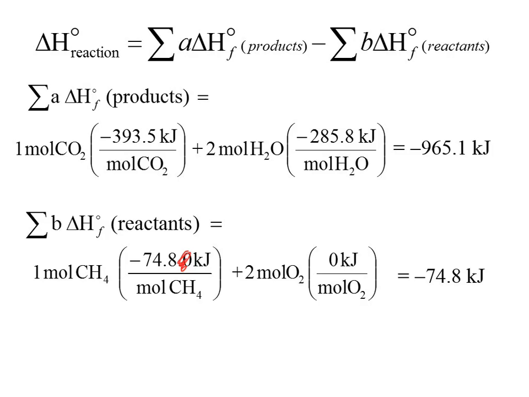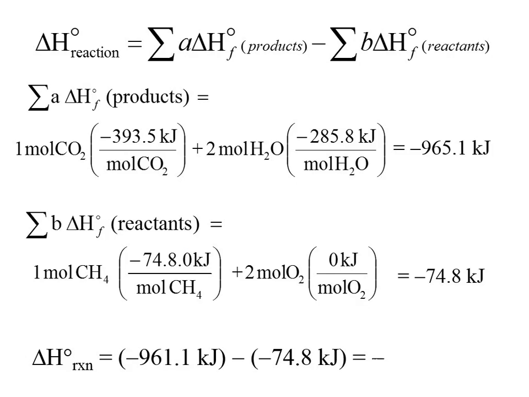Very good. 74.8 kilojoules per mole of methane, plus 2, because the stoichiometric coefficient of O2 is 2, so 2 moles of O2. And that is in its standard state under standard conditions, so the standard molar enthalpy of formation is 0 kilojoules per mole of O2. So then all we have to do is take this first number and from it subtract this negative 74.8, recognizing that when you subtract a negative number, it's like adding a positive number.